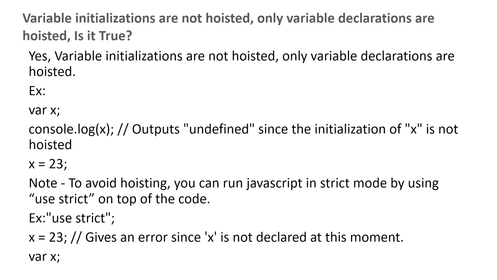So remember, to avoid hoisting, you can run JavaScript in strict mode by using use strict on top of the code. So see the example, use strict, x equal to 23, var x gives an error since x is not declared at this moment.